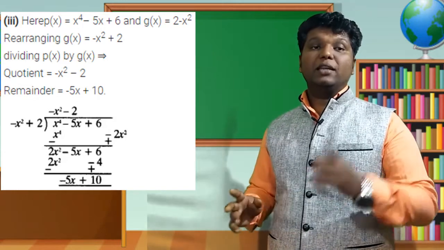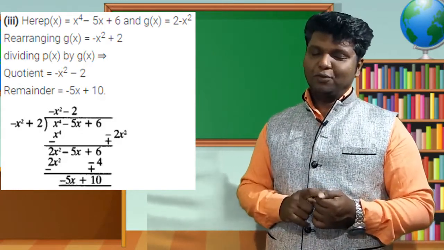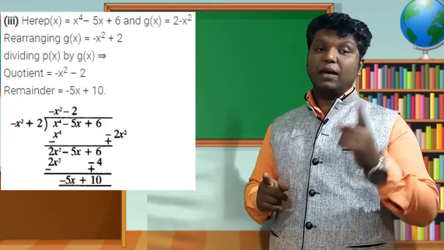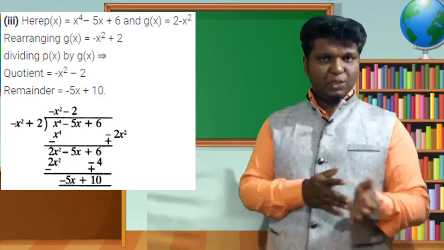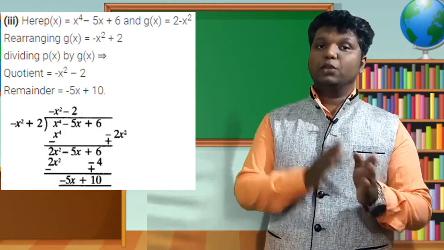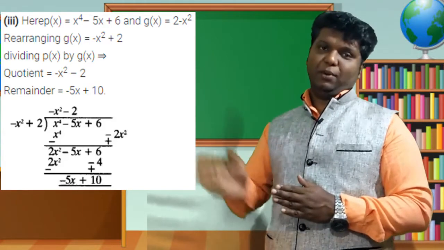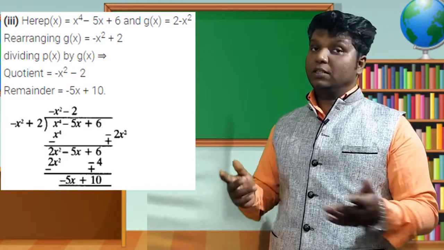Now minus x square into minus x square. Minus into minus is plus. So you will get x raised to 4. Then minus x square plus 0x. That's 0x cube, right? So we will write 0x cube. Minus x square into plus 2. Minus into plus, you will get minus 2x square. Now put the line. Now x raised to 4 minus x raised to 4 is 0 itself.